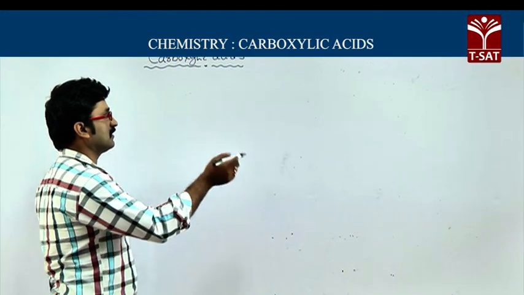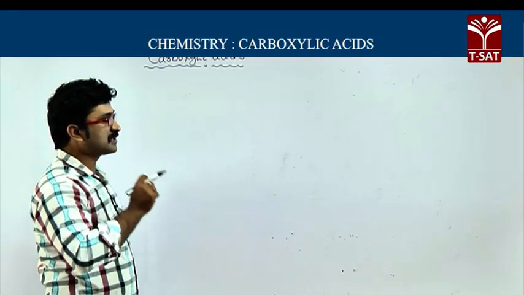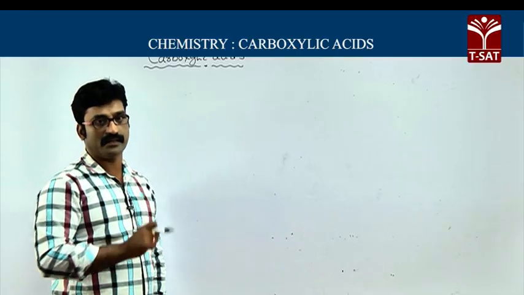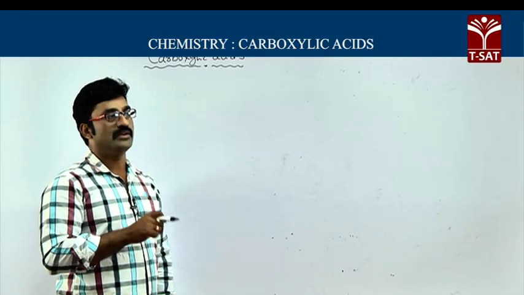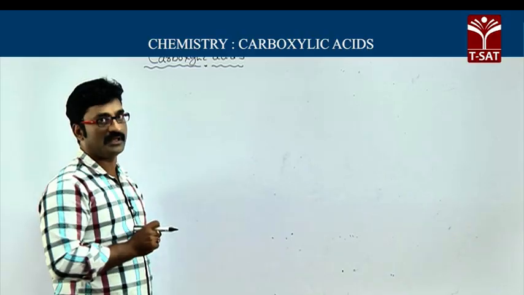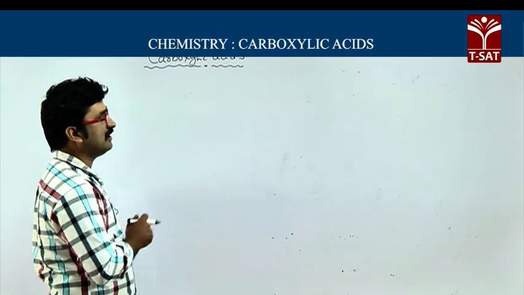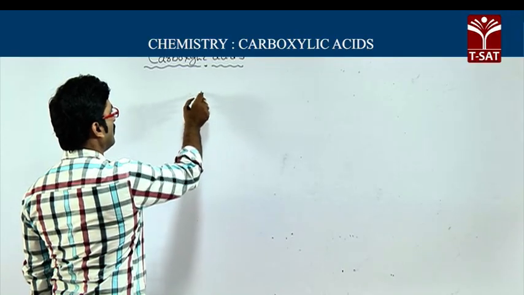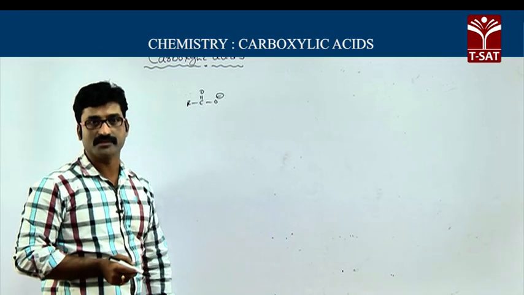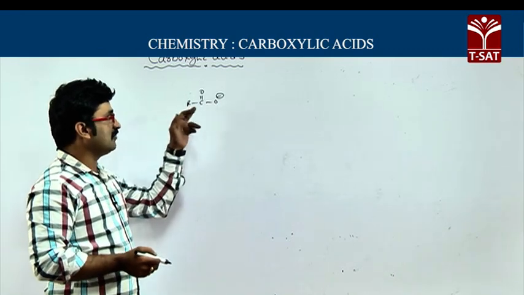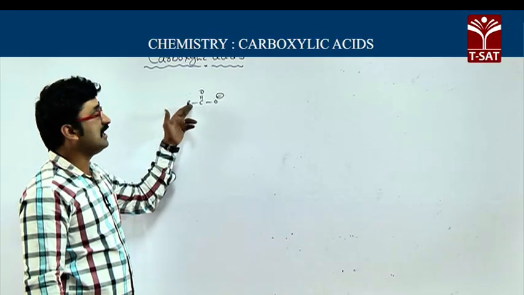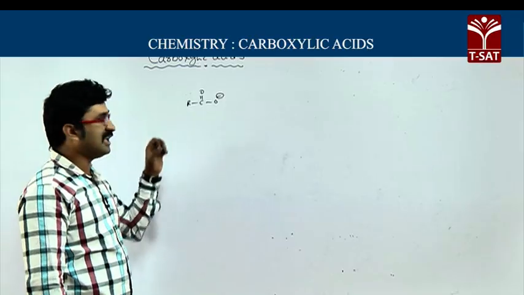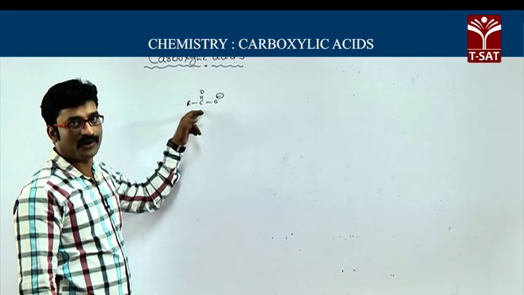In carboxylic acids, the species which increase the stability of carboxylate ion will increase the acidic nature, and the species which decrease the stability of carboxylate ion will decrease the acidic nature. For example, in carboxylic acids RCOO minus, this is called carboxylate ion, and the species which stabilizes carboxylate ion will increase the acidic nature, and the species which decreases the stability of carboxylate ion will decrease the acidic nature.